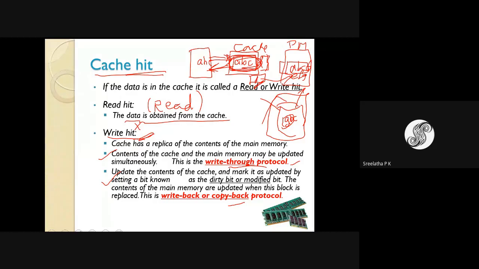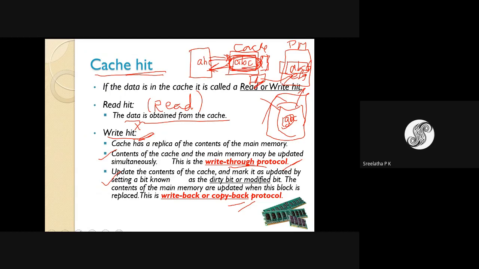So what you should know is, when there is cache write hit, two protocols can be used. Any one of these protocols will be used, not both at the same time in the same operating system. Okay, so what does the operating system do? Any one protocol is used. So write through protocol, simultaneously data is updated in primary memory, or write back. Write back means modify bit is set to 1. Whenever there are changes in the block, modify bit is set to 1.